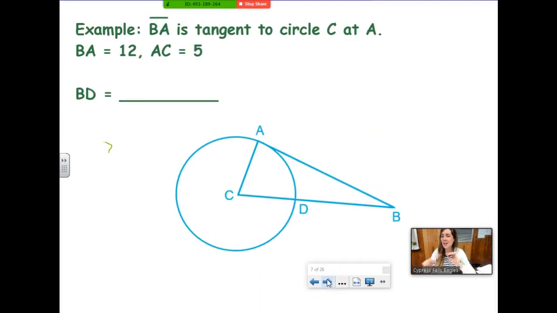Okay, go ahead and solve this problem. We have circle C. Segment BA is tangent to circle C at point A. The distance from B to A is 12, and the distance from A to C is 5. Draw this picture. Solve for the distance from B to D. And then private chat me your answer.